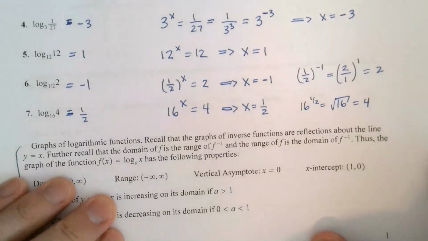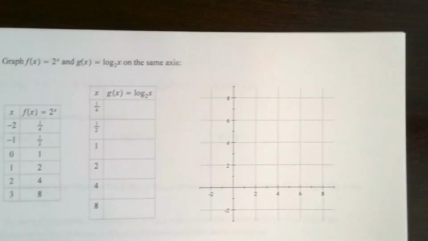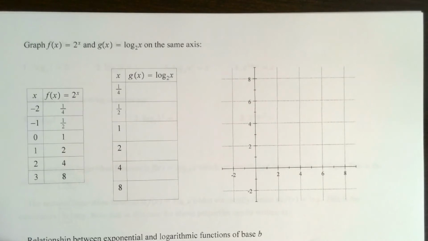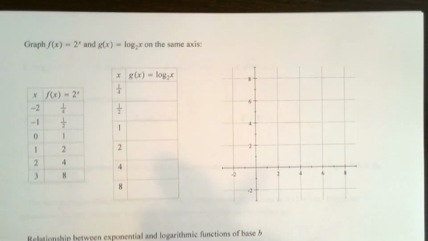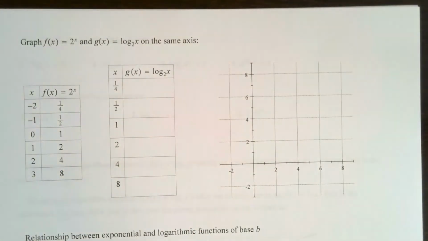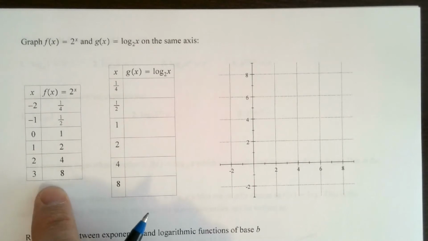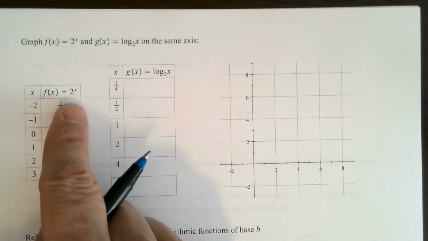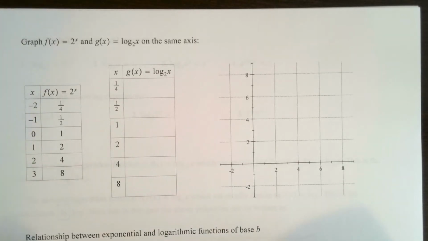All right, let's look at the graph of some logarithmic functions. We'll start with this one, log base 2 of x, and I'm going to graph them on the same axis. First of all, we did this one last time. This is a table of some of the values for the function f of x equals 2 to the x, if you remember. So let me plot those points.